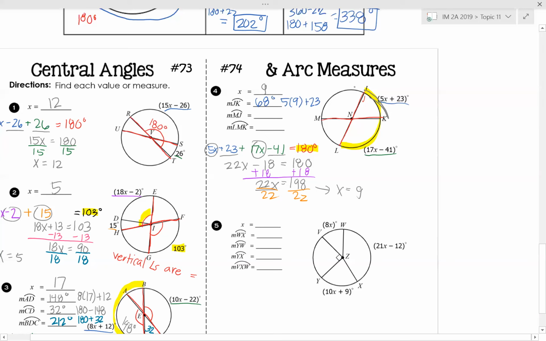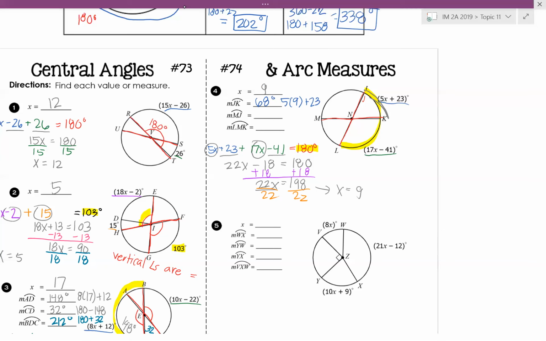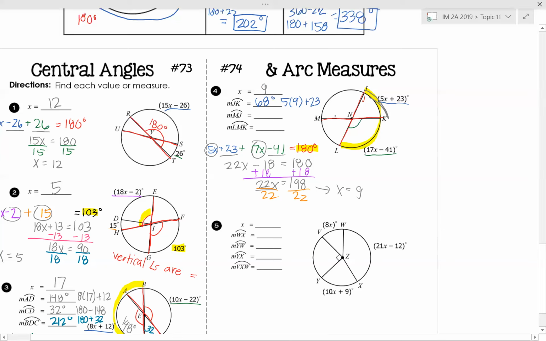The arc MJ, if I think about this, these are vertical angles. So arc MJ is the same as arc LK. And so I can plug into that one. So 17 times 9 minus 41 is going to be 112. I could also do this using 180, right? If I know that this piece is 68 now from J to K, I can do 180 minus 68. That would have also worked to get that 112.